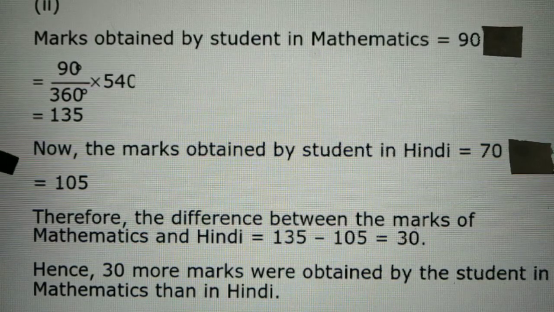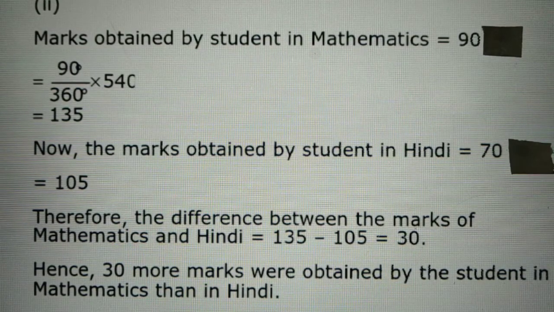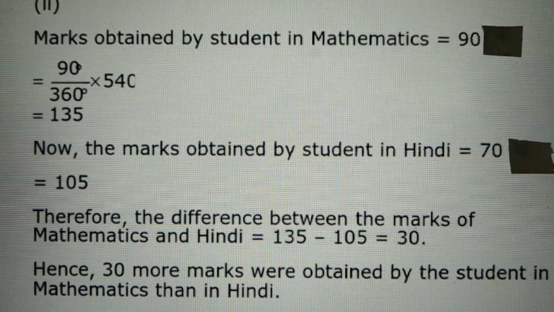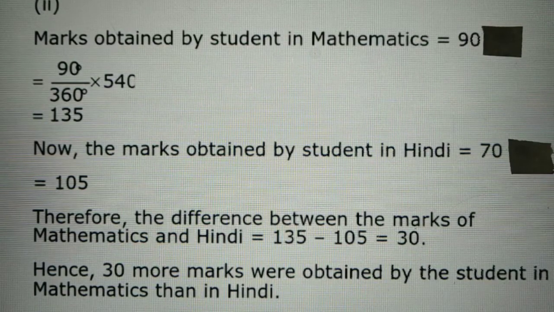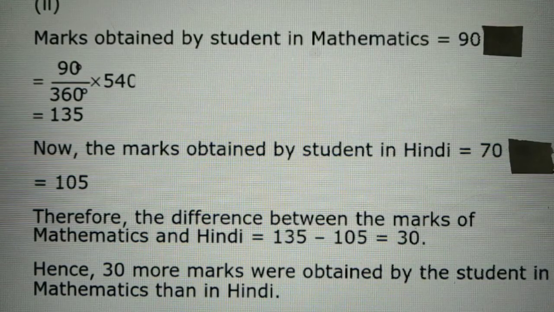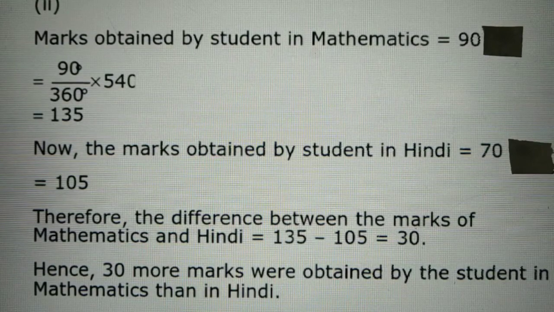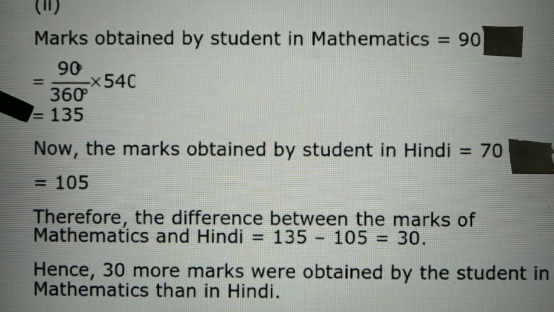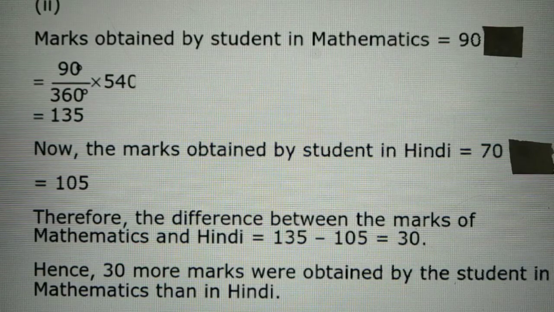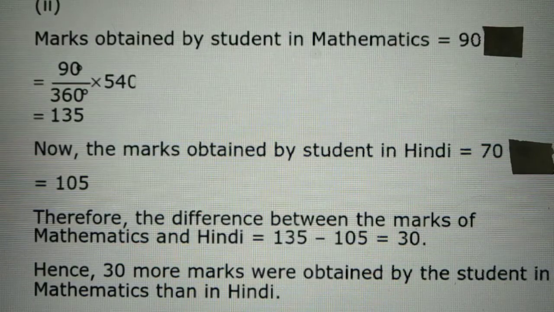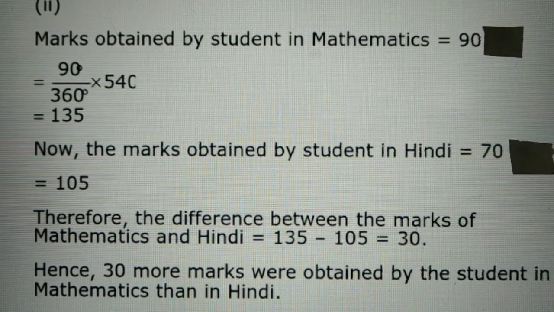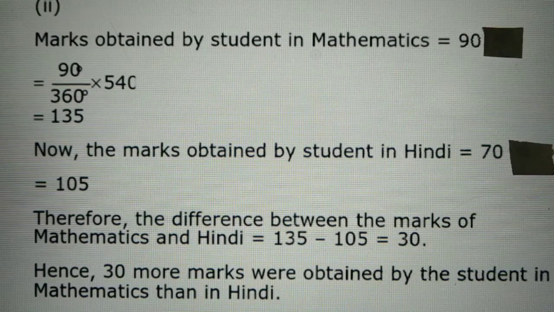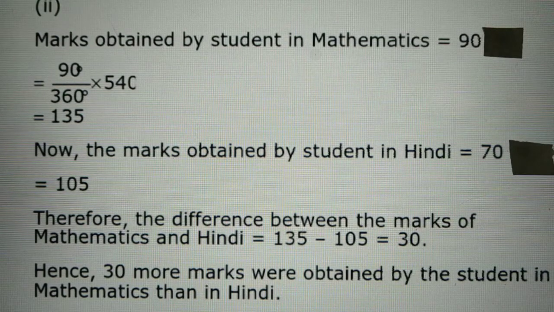Now the marks obtained by the student in Hindi are 70 degrees, or we can say 105 marks. Here you must write degrees as well with the 90 and 70. Therefore, the difference between the marks of mathematics and Hindi: in maths we have 135 marks, in Hindi we have 105 marks. So the difference is 30 marks. Hence the student obtained 30 more marks in mathematics than in Hindi. That is the comparison we had to find out.